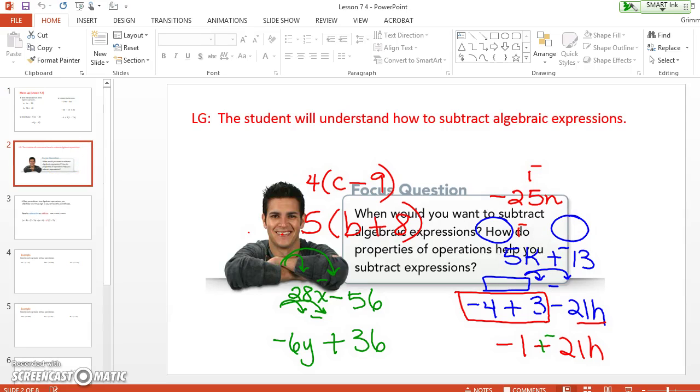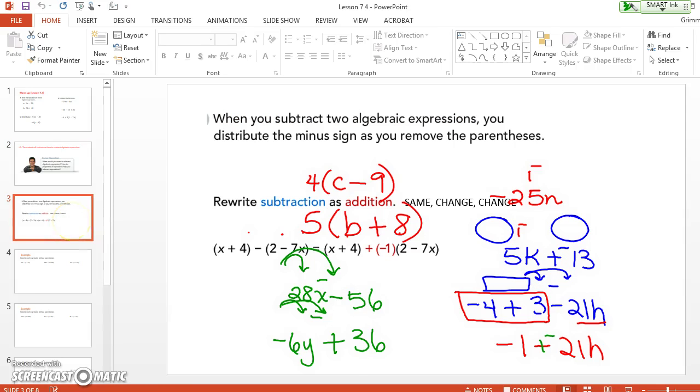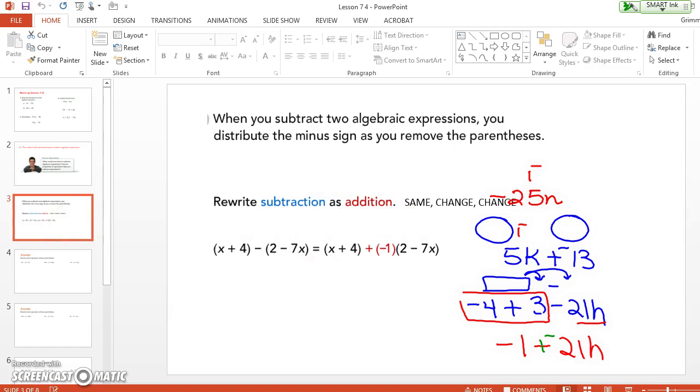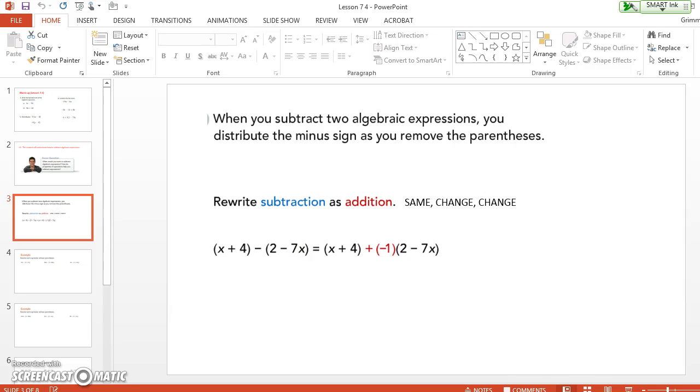What I like about today is it's very similar to what we've been doing. I'm just going to add another piece to it. The student will understand how to subtract algebraic expressions. The last time we were talking about how to add them. So let's look at something you already know how to do, which is this idea of same, change, change. I told you that's never going to go away, and it becomes very helpful here.